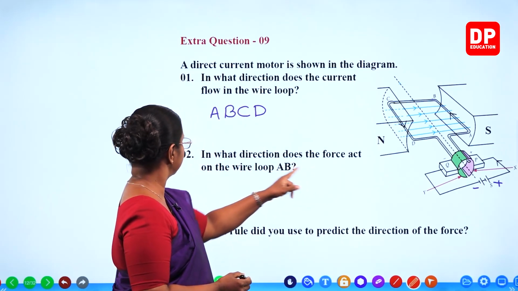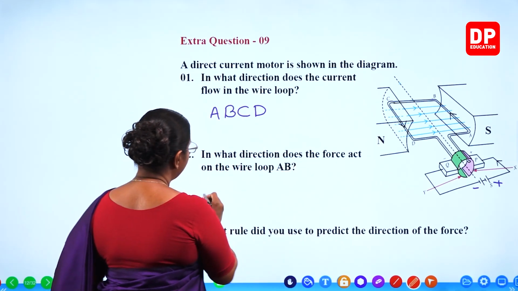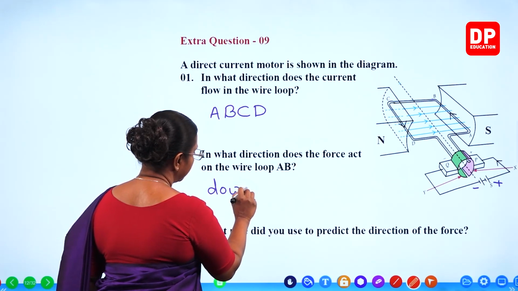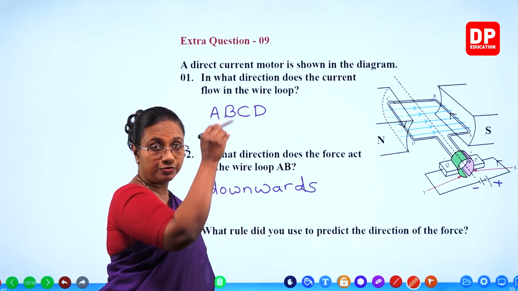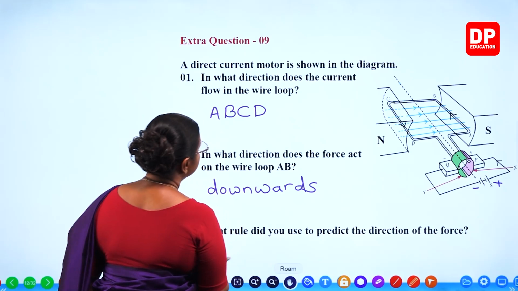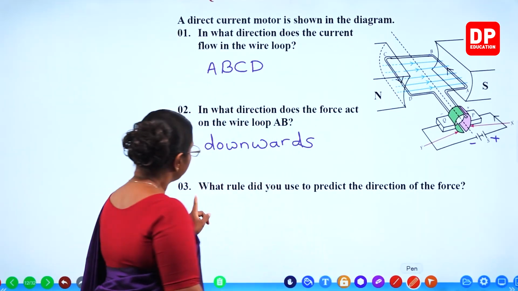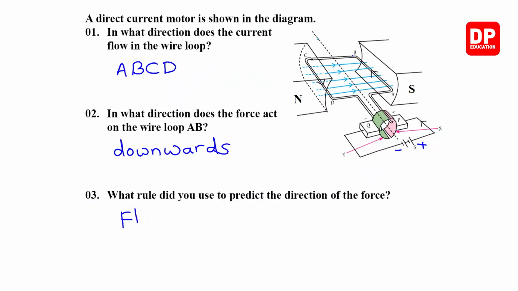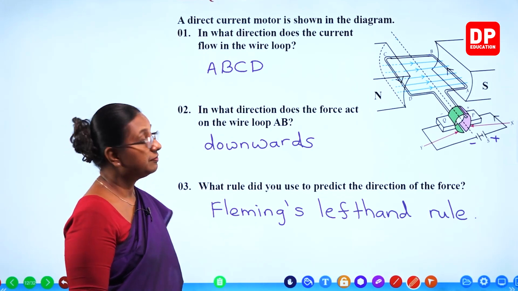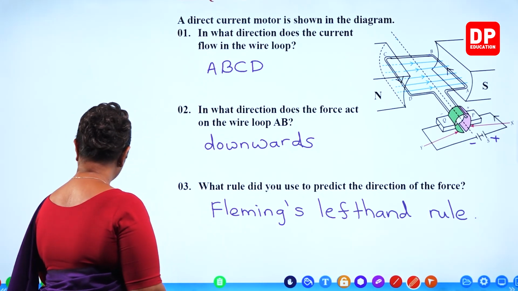In what direction does the force act on the wire loop AB? Downwards. So here they have asked in what direction. So the force is downwards. Then, what rule did you use to predict the direction of the force? Fleming's left hand rule. So those are the first few parts. I'll continue with the question.